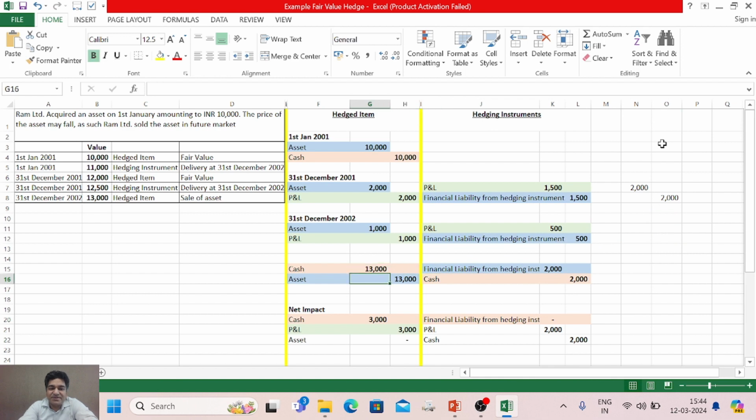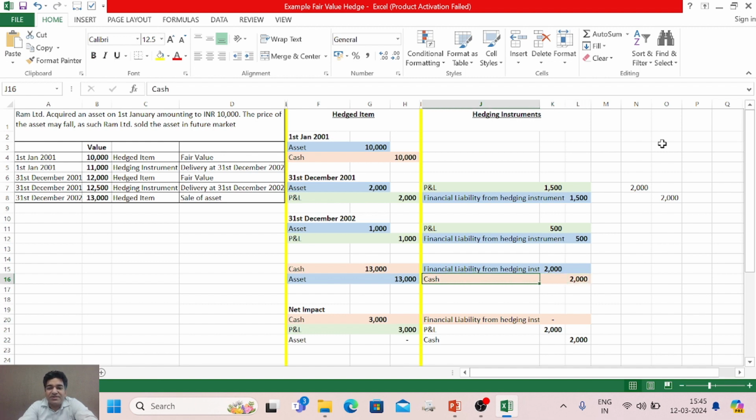Because this asset has been sold, we have to close the hedging instrument as well. So to knock off the hedging instrument, because my financial liability for hedging instrument was earlier credited, now we will debit it with the amount of 2,000 rupees. And it will be knocked off and it will be a cash settlement. So cash will be credited by 2,000 rupees.